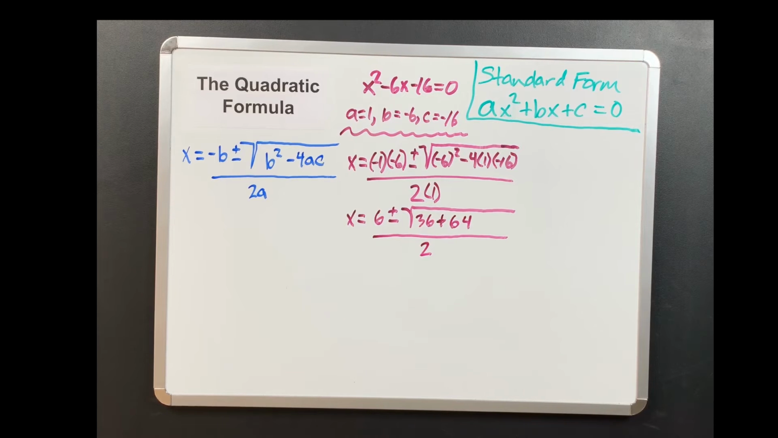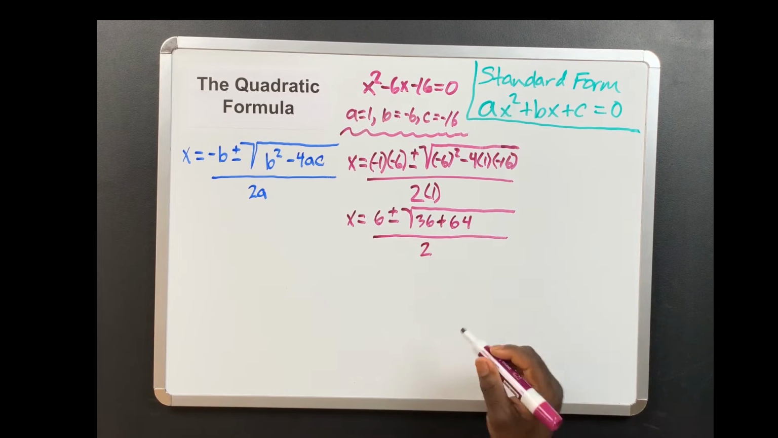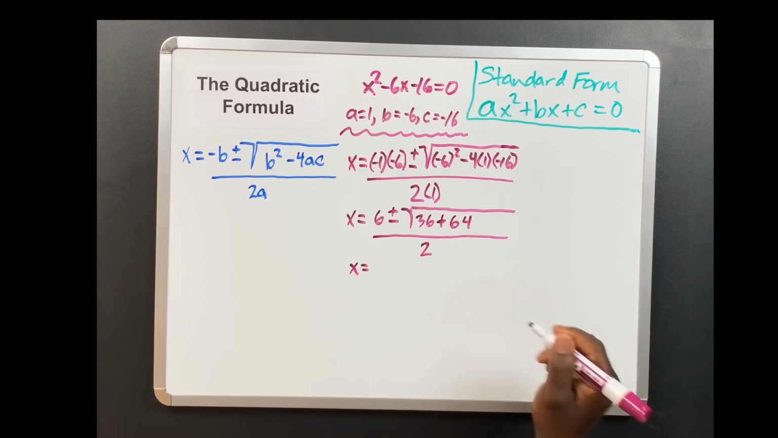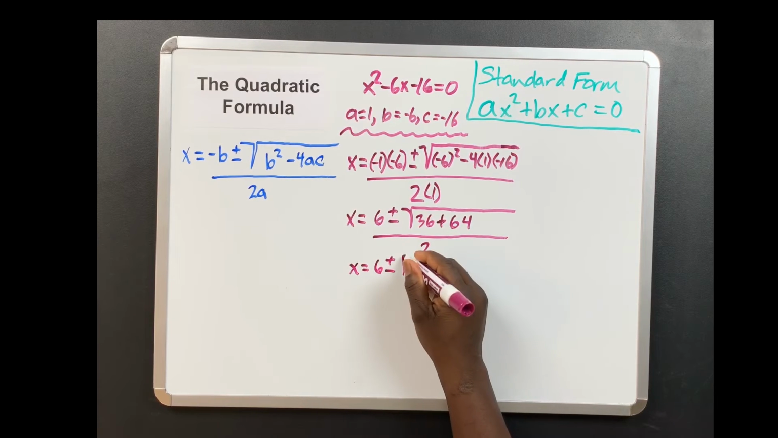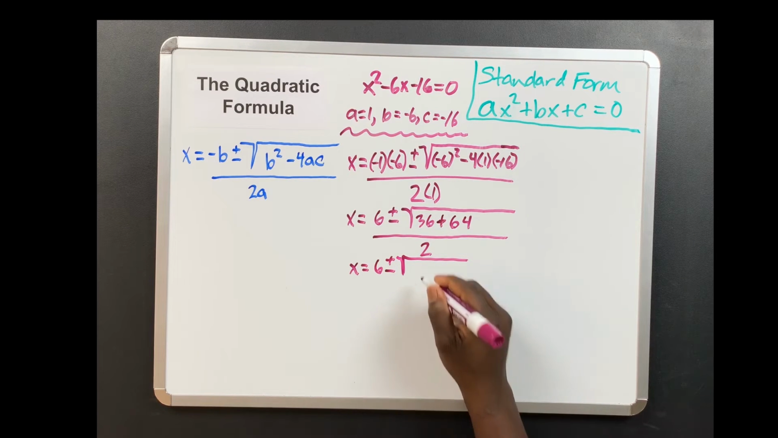Okay, we're looking good. Now we're going to simplify what's under the square root symbol. So bring down the x. x equals 6 plus and minus the square root of 36 plus 64, yes, 100.